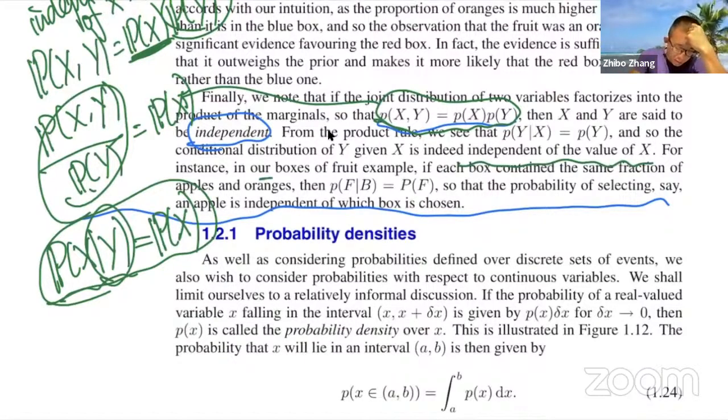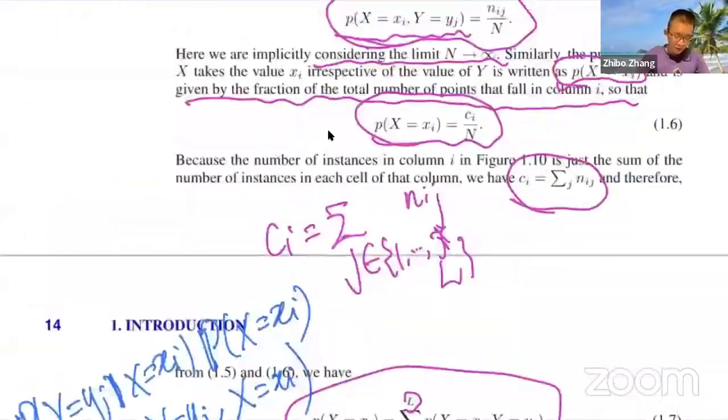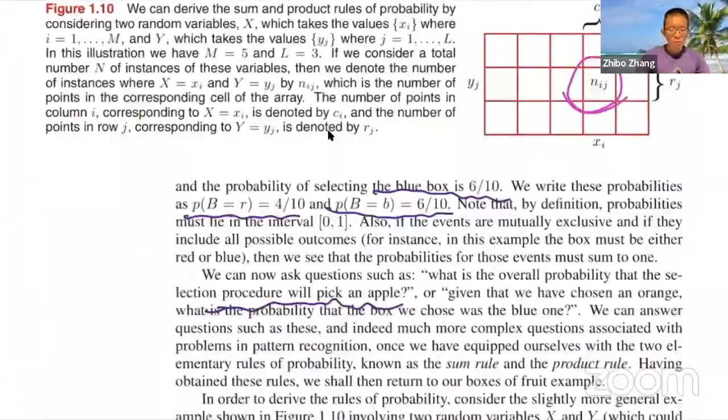For instance, in our boxes and fruit example, if each box contains the same fraction of apples and oranges, then the probability of selecting, say, an apple is independent of which box is chosen. Okay, so that's the first part of the probability theory of 1.2.